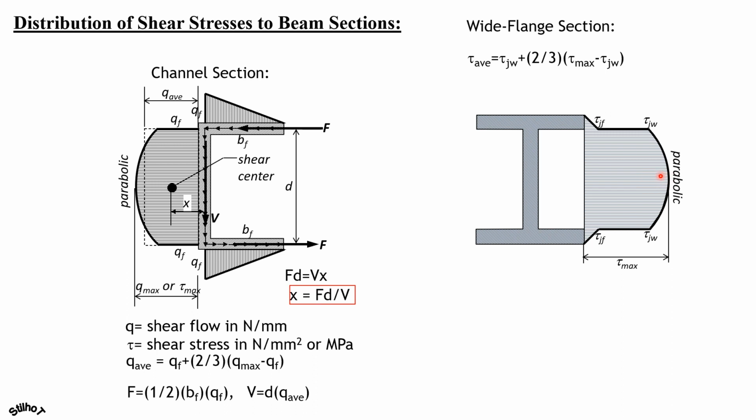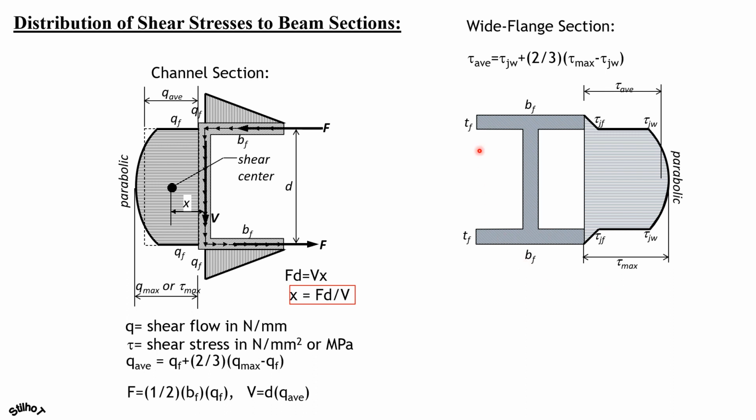This height is equal to tau max minus tau JW. So that's the height, then 2/3 of that is added to tau JW to get tau average. So that's tau average. Imagine we have a rectangular stress diagram so that it is now uniform.